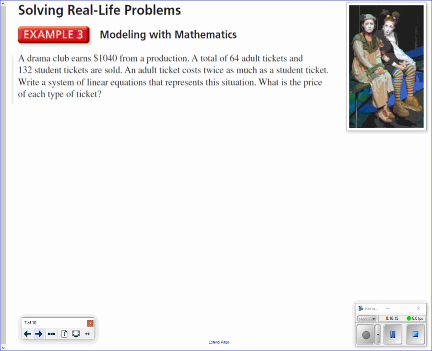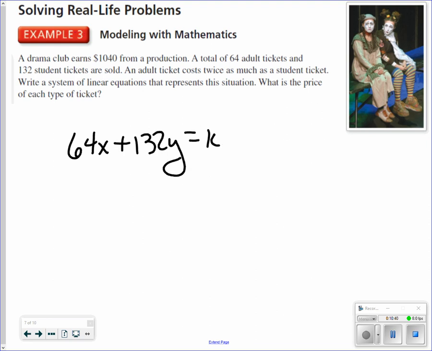Now I get to more real world questions. And if you remember right, in section 5.1, we tried to solve one of these by graphing. And that's a little more challenging. But to solve one of these with substitution or elimination can be done. The drama club earns $10.40 from a production. The total number of adult tickets was 64. So 64 adults and 132 students for 1,040.